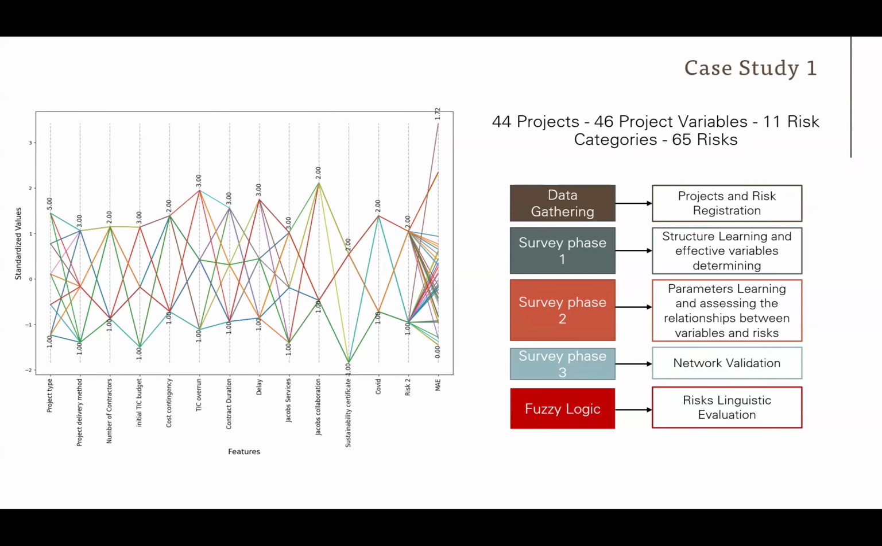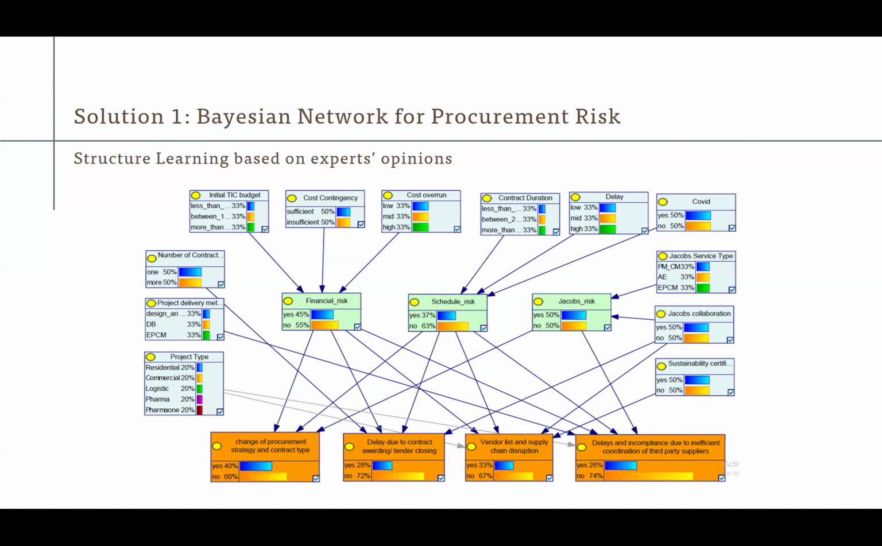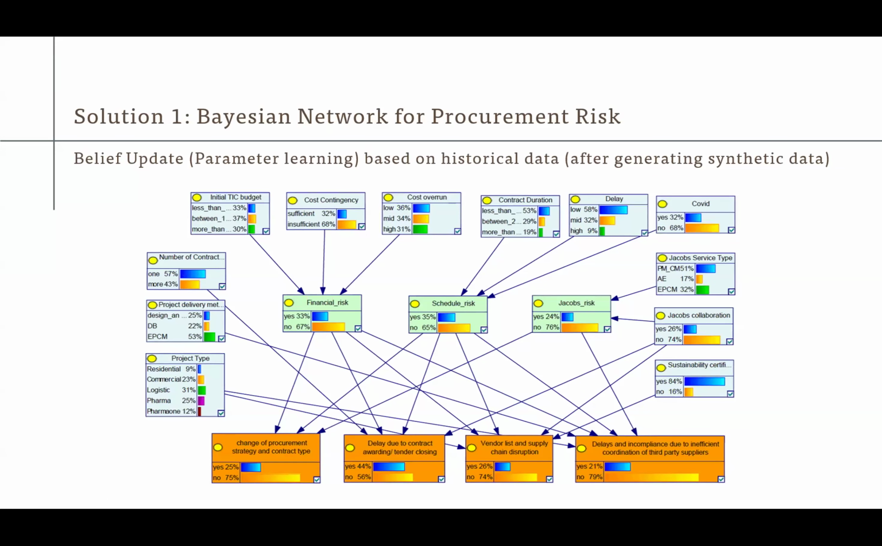The result is something like this. For instance, this is the procurement risk network, learned only based on the expert opinion at the moment. As you see, the prior probability of all the factors is the same. They have the same percentage of, let's say, COVID happening or not happening. And based on that, it made a prediction of the probability of each risk happening in the end. Then I updated the beliefs with the project data that I had, those duplicated 88 project data. As you see, the priors have changed based on my database.